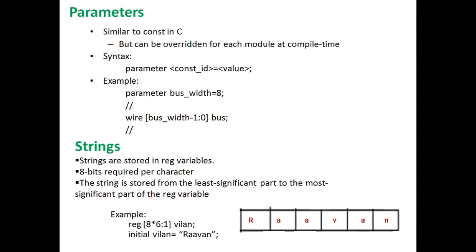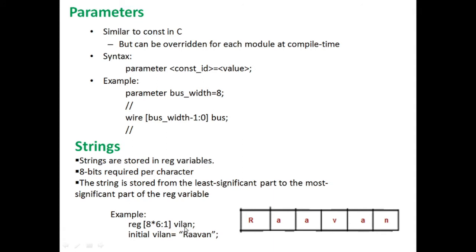The next one in our data types is strings. A string is nothing but a combination of characters. These characters can be stored in Verilog HDL in a reg, by using the reg keyword or reg data type. The width of the register variable should be very large to hold the string. I am having here a string, Raavan, R-A-A-V-A-N. It is of 6 characters. These 6 characters have to be stored in the register variable.